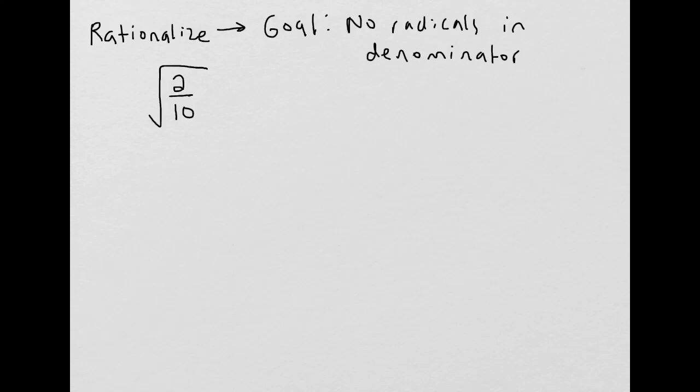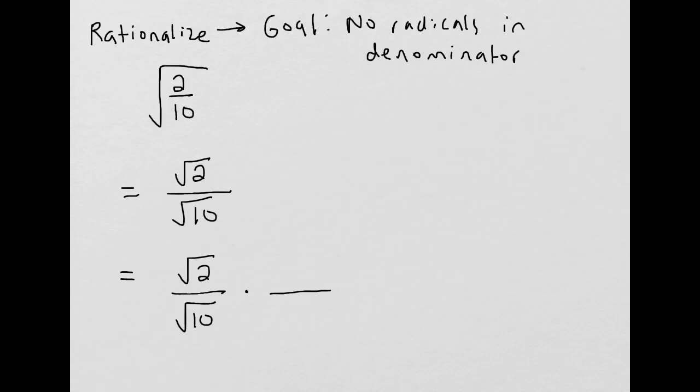So I've got the square root of 2 over 10. My first step is I'm going to separate this into 2 separate square roots. So the square root of 2 over 10, I'm just going to rewrite as the square root of 2 over the square root of 10. Okay, then my second step is I'm going to multiply top and bottom by the same thing. And the reason I'm restricted to that, again, is I don't want to change the value of my fraction. So if I don't want to change the value of my original fraction, I can multiply the top and the bottom by something, but it has to be the same something.